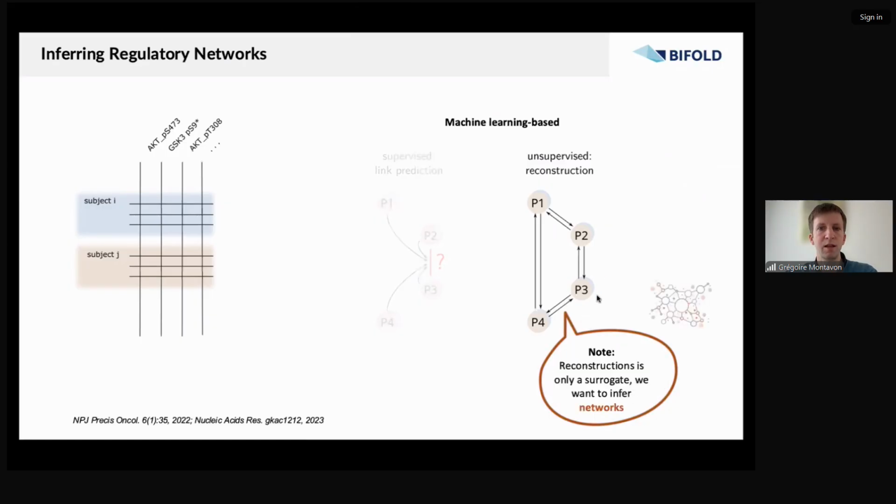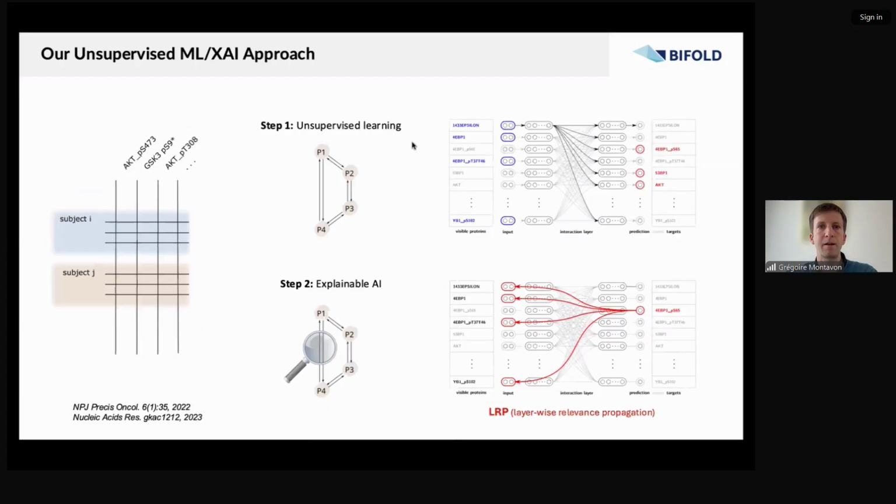But this is just a surrogate task, and it's not so close to what we really are interested in, which is to infer this network. So basically to try to find if there are links between these proteins. And for that, it's not sufficient to just train the reconstruction model, which basically tells us from a certain amount of proteins how accurately the other ones could be predicted. We also want to be able to trace back the connection from protein to protein, which basically supports the reconstruction. And for that, we've basically proposed to apply a second step to this prediction, which is explainable AI.